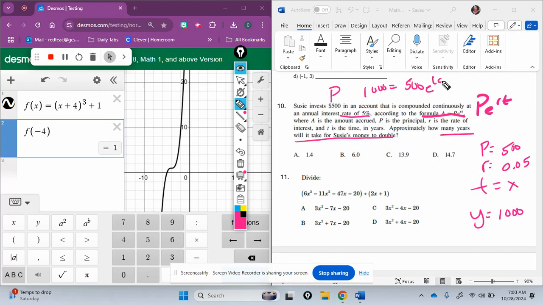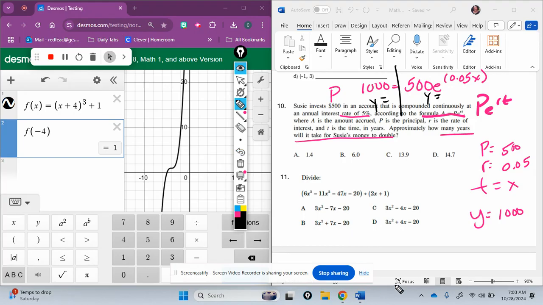So your equation is 1,000 equals 500 E raised to, in parentheses, 0.05 X. Okay, and then we know how to use Desmos, so let's plug it in. Y equals, and you should look for your point of intersection.